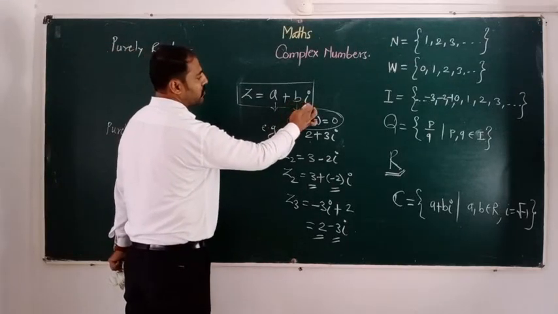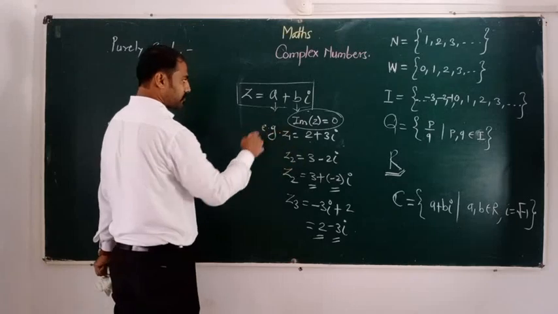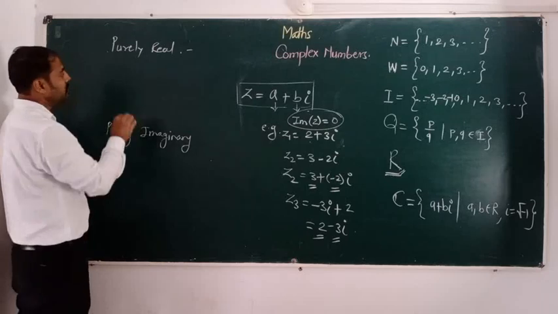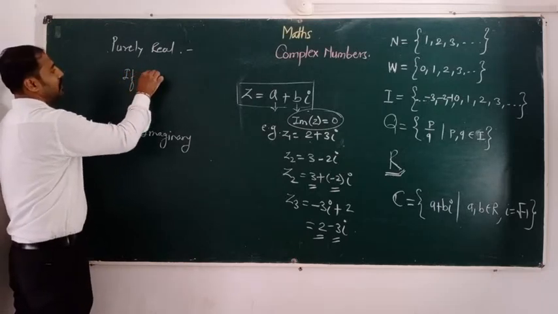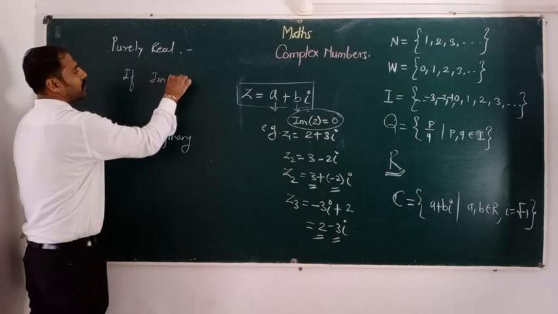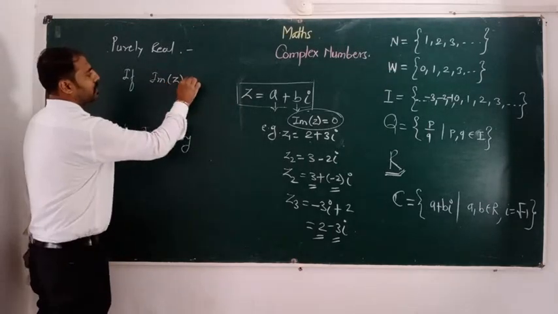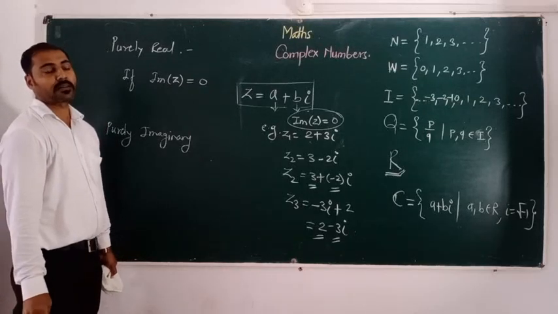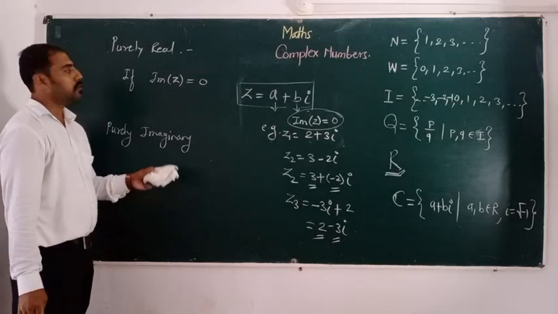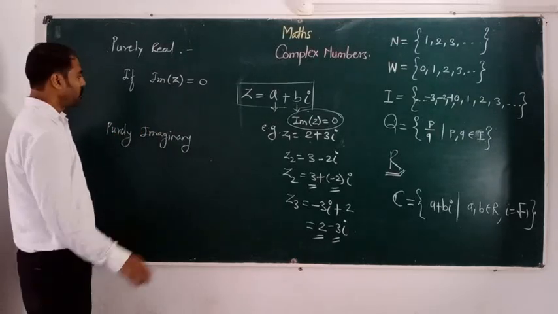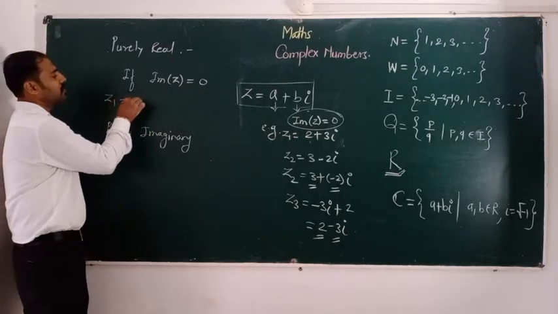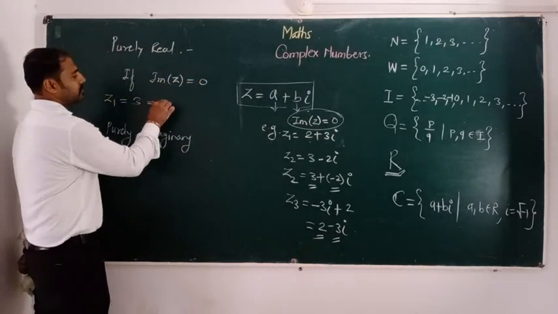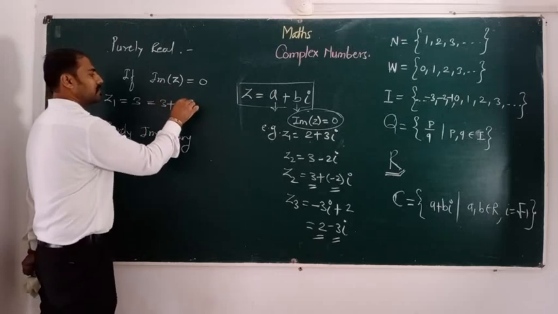If b is 0, 0 into i is again 0. So the definition of purely real is: if the imaginary part of any complex number z is equal to a plus bi is 0, then that complex number is called a purely real complex number. For example, z1 is equal to 3. 3 can be written as 3 plus 0 into i.